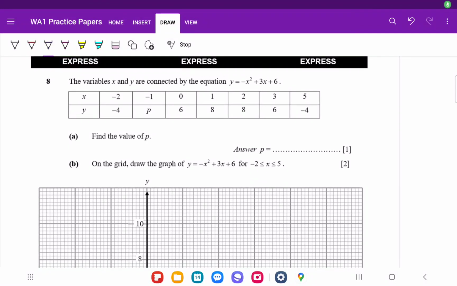Here's the video for question 8 of practice set 1. Find the value of p, so you will substitute x equals -1 into the equation. Let's substitute into the equation and then please calculate. The working goes like this: p equals negative of (-1) squared plus 3 times -1 plus 6. Now please press this in the calculator, and your answer should be p equals 2.